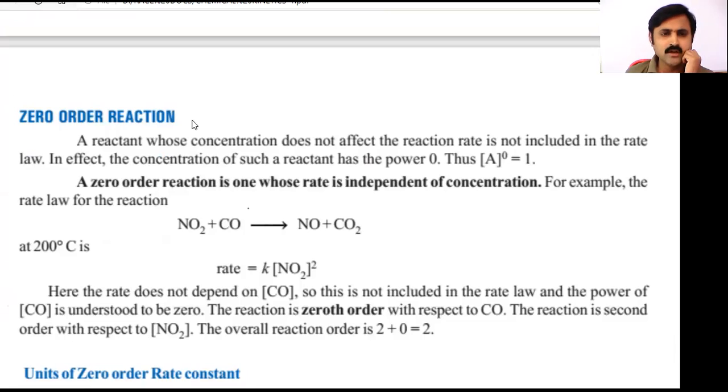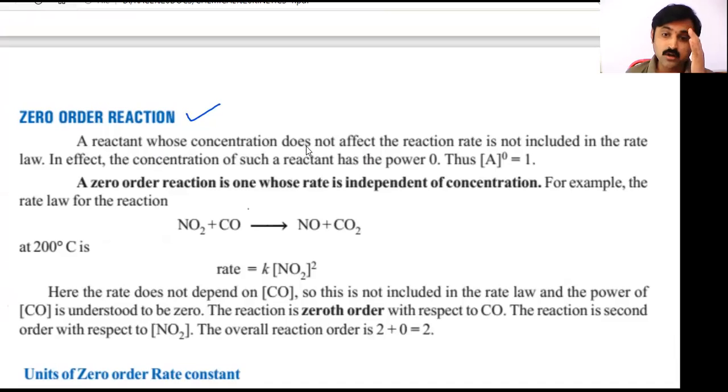What is the meaning of zero order reaction? A reactant whose concentration does not affect the rate of reaction is not included in the rate law. When writing the rate law, if some concentration has power zero, that is a zero order reaction. That indicates that the concentration of that reactant is not going to change the rate of reaction. So a reaction in which the rate is independent of the concentration of the reactant is a zero order reaction.